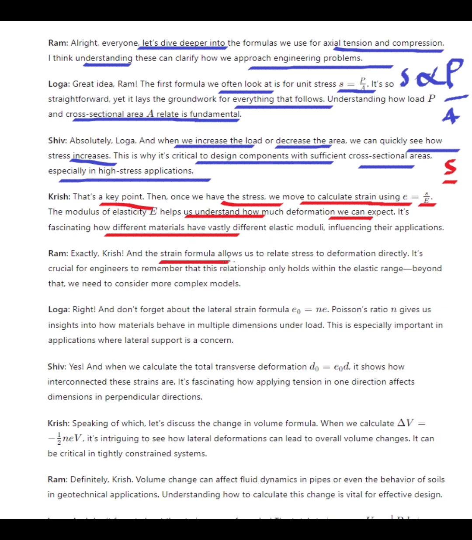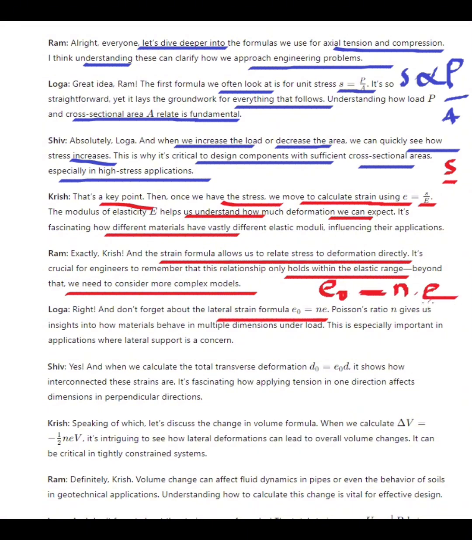Exactly. The strain formula allows us to relate stress to deformation directly. It's crucial for engineers to remember that this relationship holds only within the elastic range. Beyond that, we need to consider more complex models. And don't forget the lateral strain, epsilon naught, is nothing but the Poisson ratio multiplied by the longitudinal strain. The Poisson ratio gives us insights into how materials behave in multiple dimensions under load. This is especially important in applications where lateral support is a concern, right?